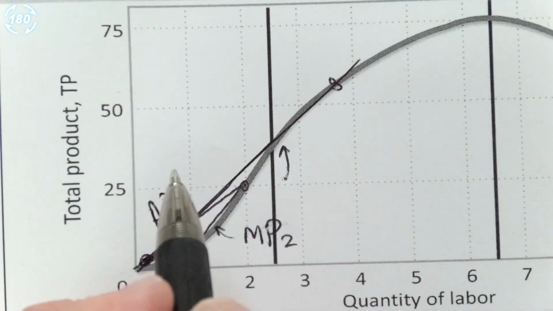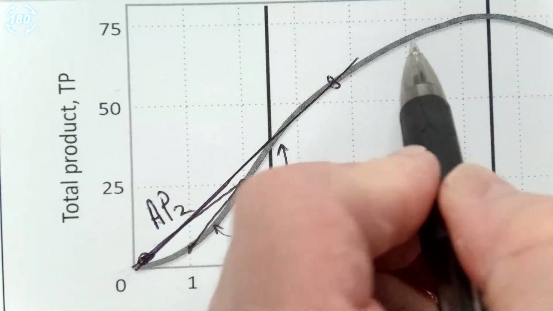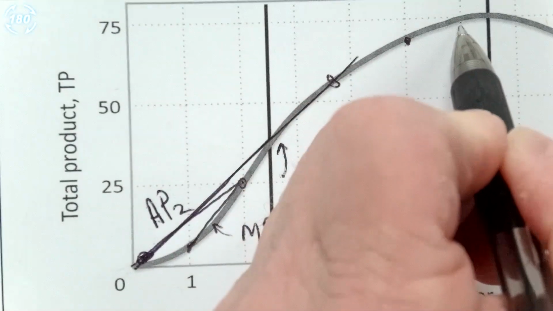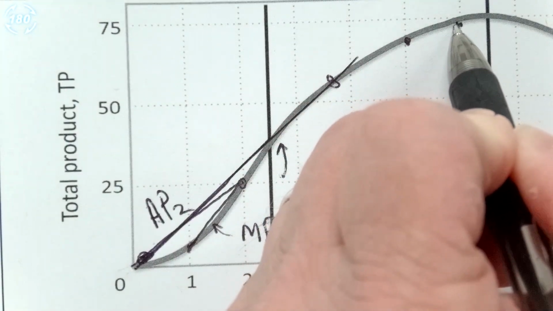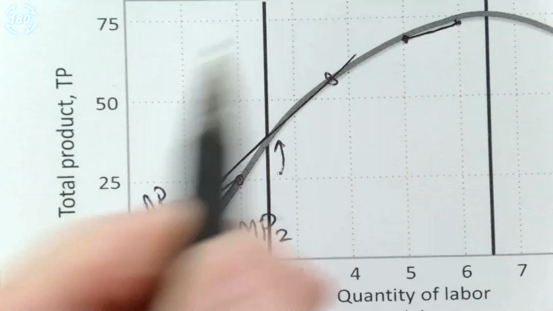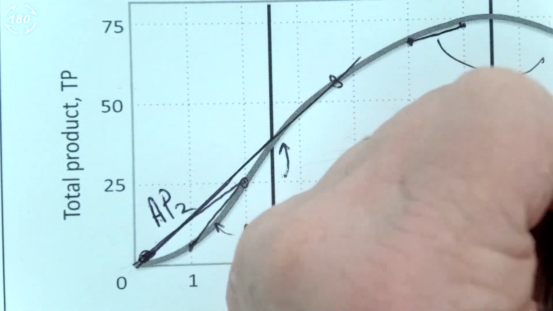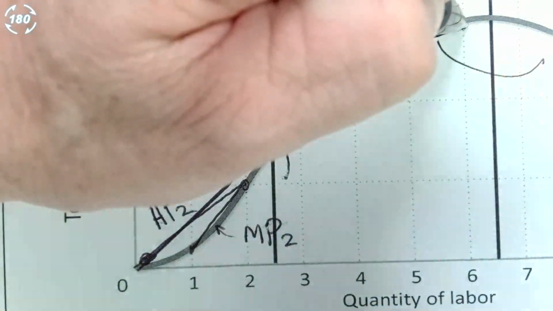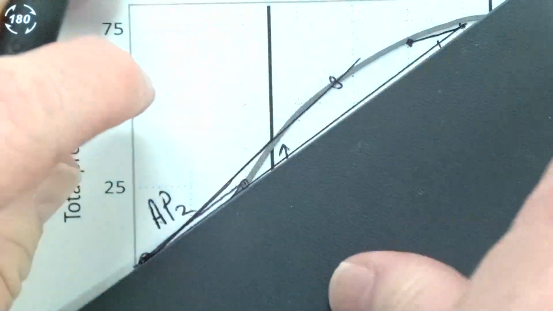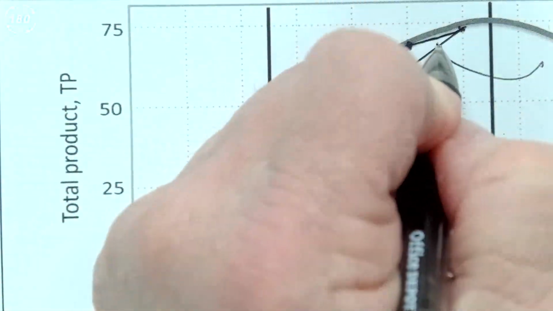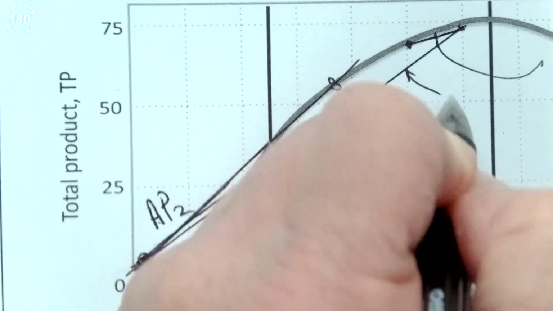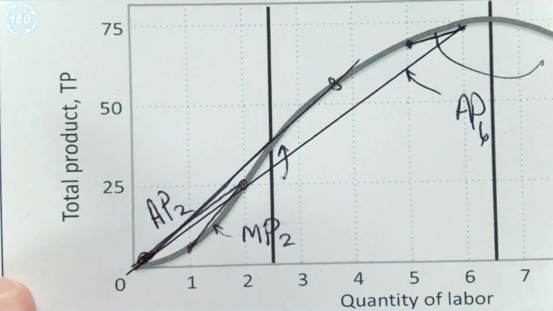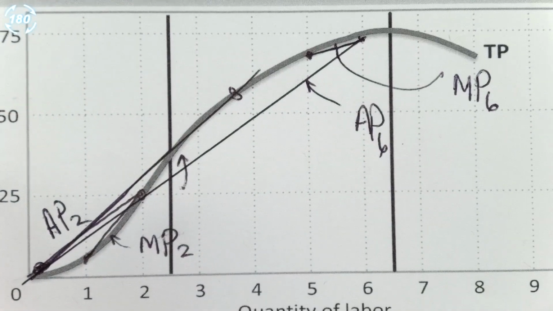Now, what about over here? What if we go to the sixth worker? The marginal product of the sixth worker is this. That's the marginal product, MP, of the sixth worker. The average product of 6 workers is this. This is the average product of 6 workers. Sorry.